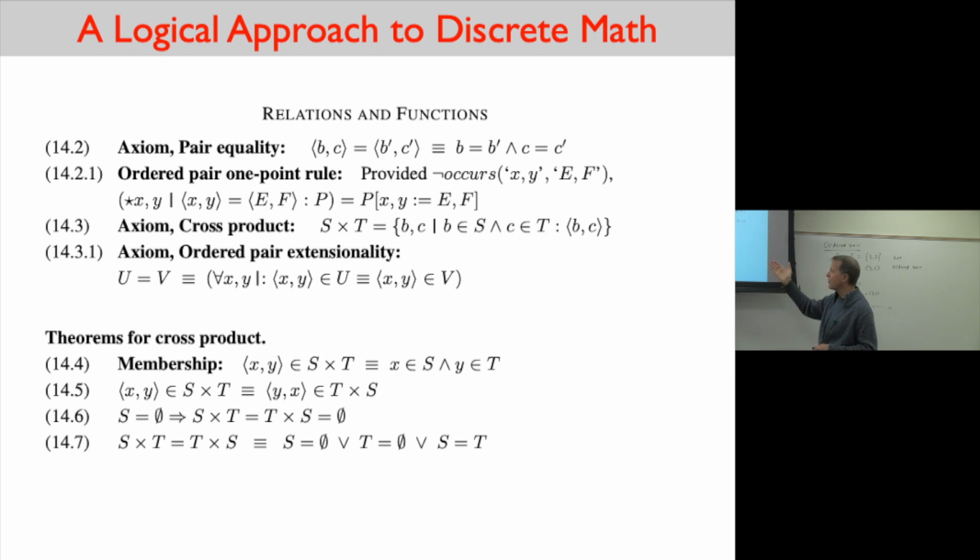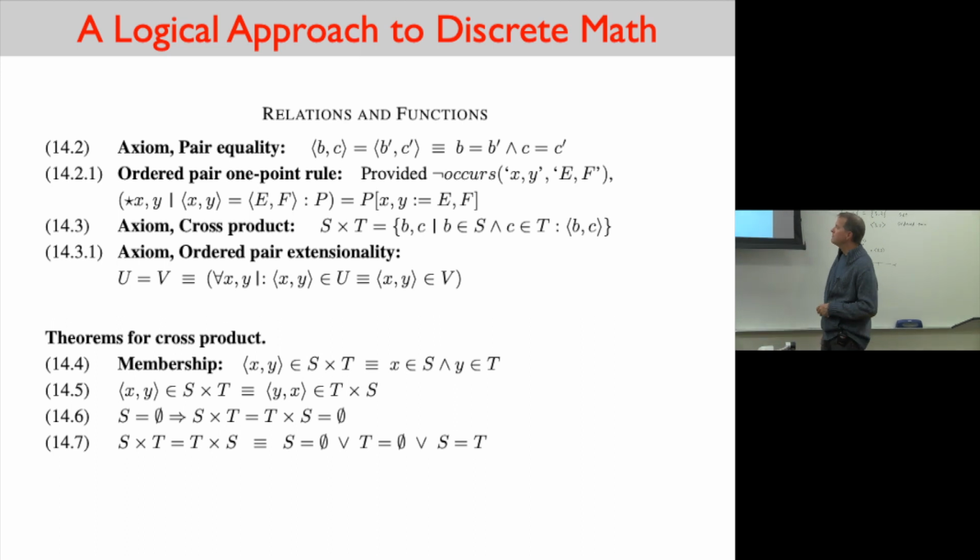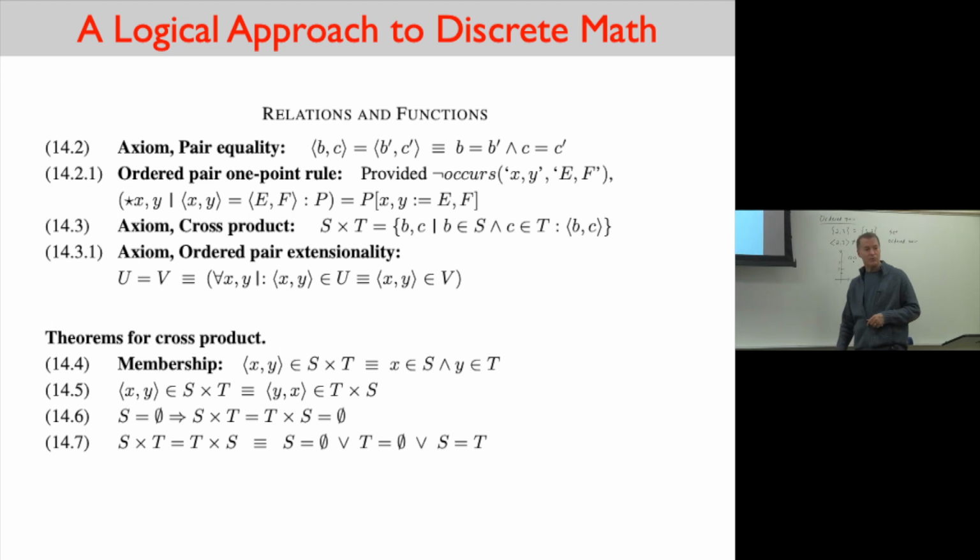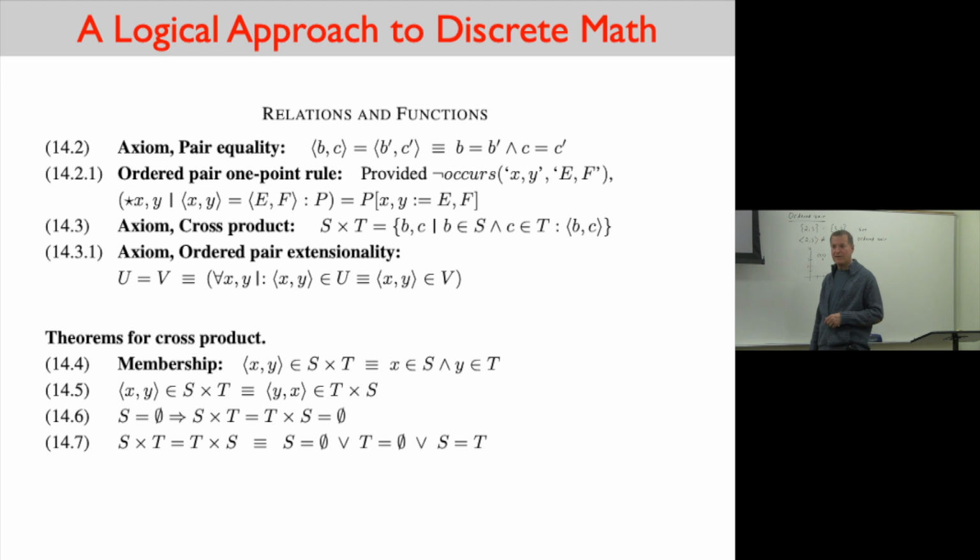So let's take a look at what the ordered pair 1-point rule says. It says, provided that X and Y don't occur in E and F. Now, what did we normally have for the 1-point rule? Can't you just use the 1-point rule? Well, yeah, you do. That's how you get E out of the quantification. That's one step.